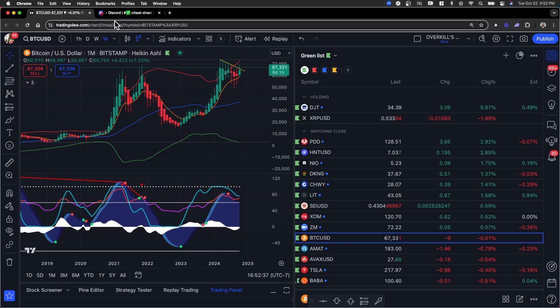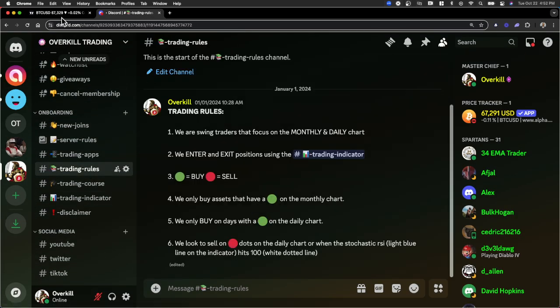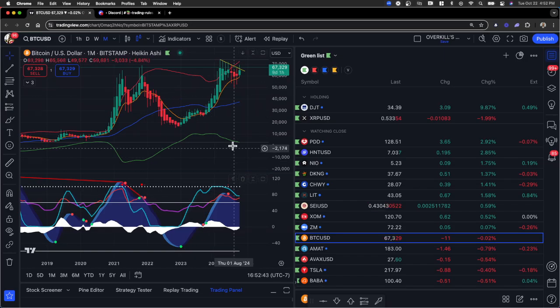What you'll find over here inside the Discord, you guys can read these rules. But what I find works the best is you need the confirmation from the monthly chart before wanting to take a position. So what we're looking for first on any asset, any crypto, any stock, any asset that you could trade using this indicator, what we want first is a green dot. Okay, a green dot or a green candle on the monthly. Typically after we pulled back at least 3 months, right?